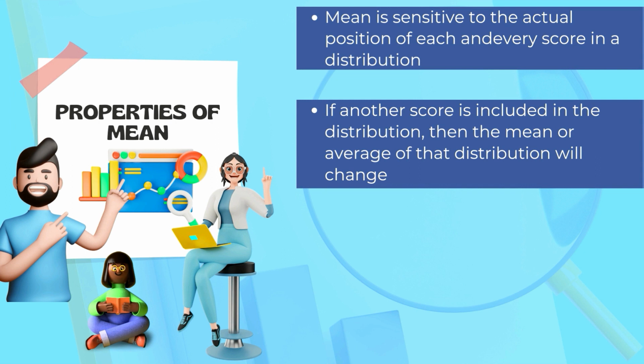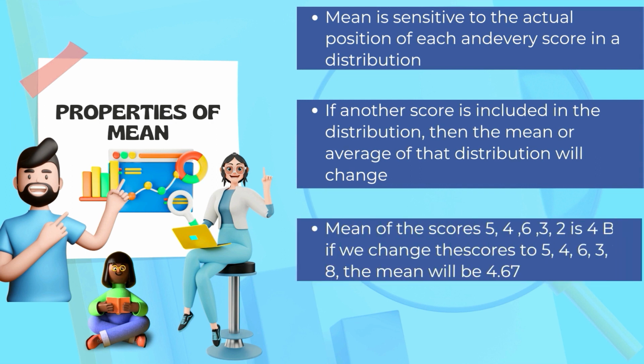Suppose for example, the mean of the scores 5, 4, 6, 3, 2 is 4, but if we change the scores to 5, 4, 6, 3, 2, 8, then the mean will be 4.67. In the previous example, when we had 5, 4, 6, 3, 2, there were 5 data. In 5, 4, 6, 3, 2, 8, we have 6 data, and accordingly the mean score gets changed.